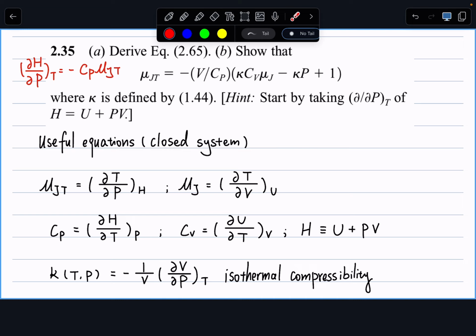Do you need more time working on the second part before I start working on it? Okay, go ahead. I'll wait 3 more minutes. And keep in mind, we have the hint here. The first step is to take the partial derivative of enthalpy over pressure at constant T. That's in the hint.